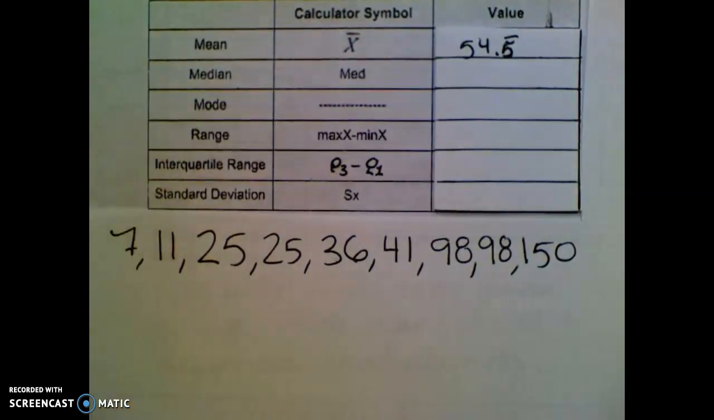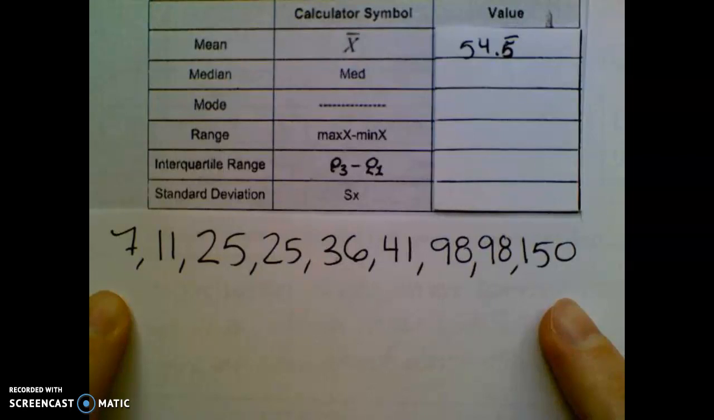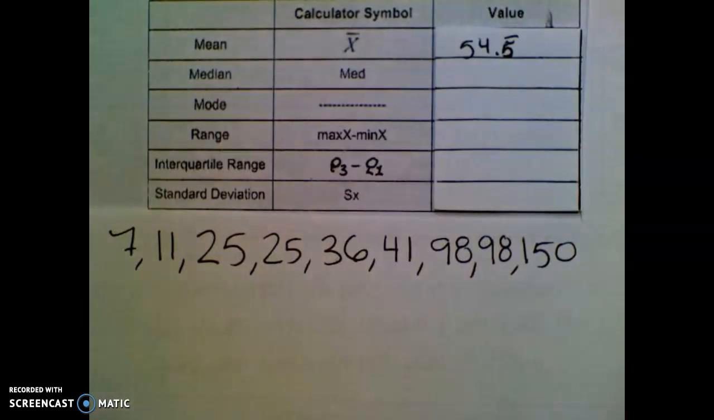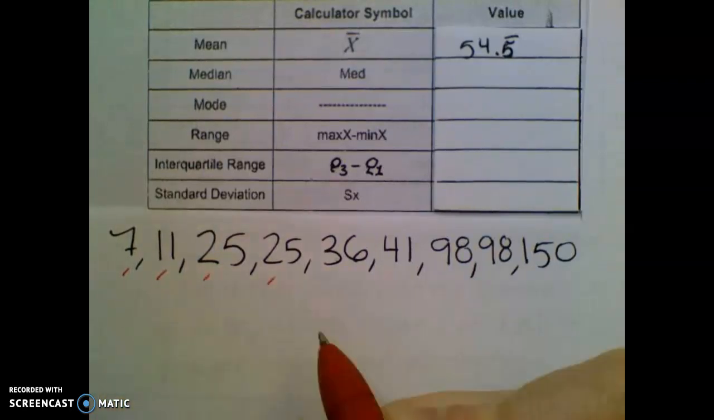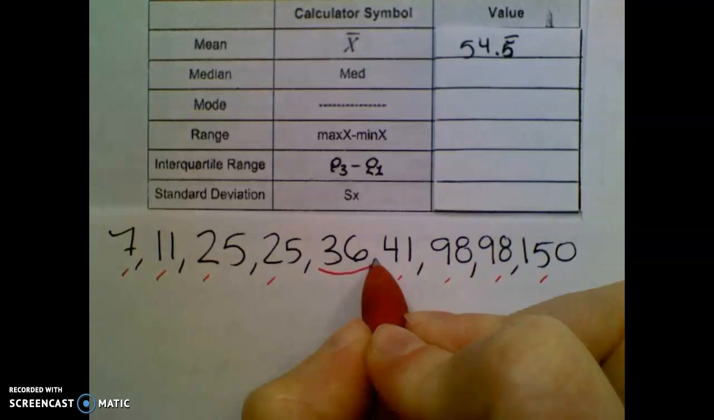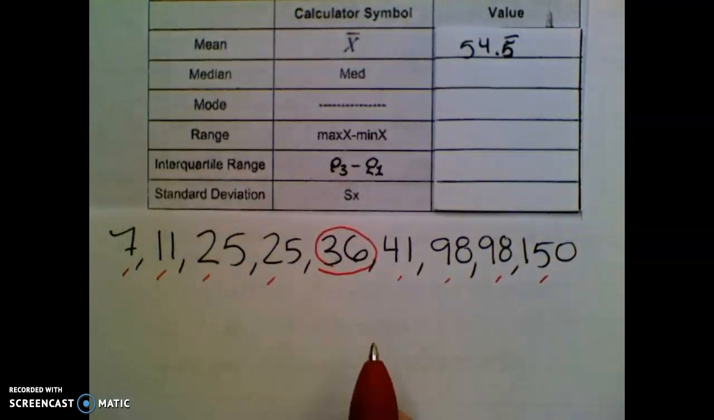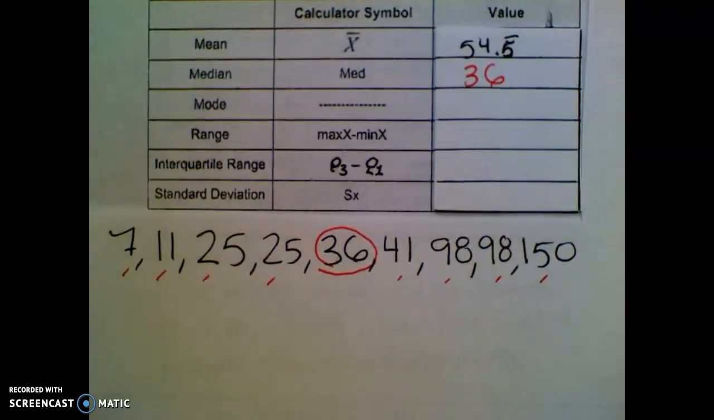All right, median. I'll go ahead and change colors here. Median, I need to find the middle. So I told you there's 9 data points, so halfway between 9 is obviously like 4.5, but I'm just going to count up rather, 1, 2, 3, 4, count down 1, 2, 3, 4. The middle number is 36. So my median is just 36. There's no need to worry about finding the average for those numbers.